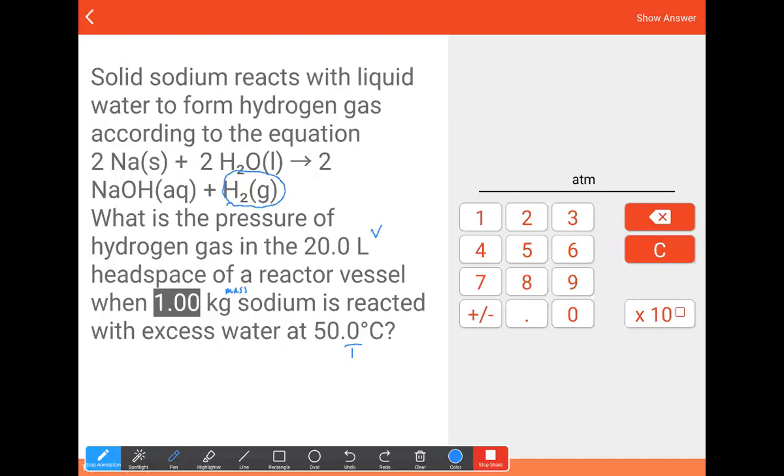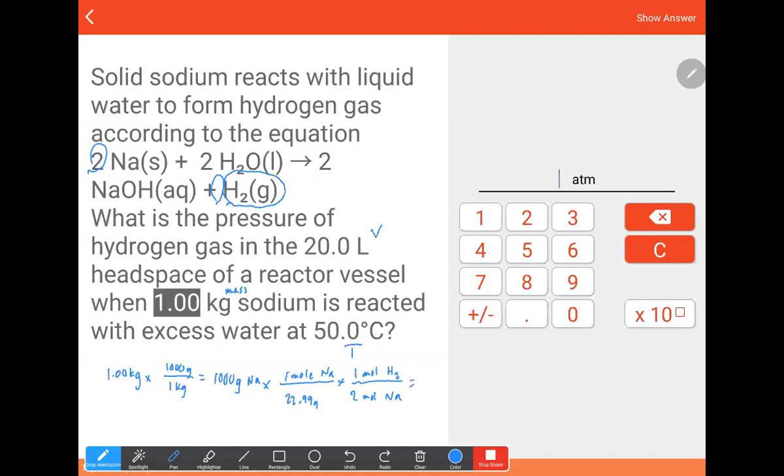Okay, so first thing we have to do is convert kilograms to grams. So we have 1 kilogram. There is 1 kilogram per 1,000 grams. So we have 1,000 grams, 3 significant digits on that, of sodium times how many grams per mole? 22.99. 1 mole of sodium. And now here's our stoichiometry key, mole ratio. We have 2 moles sodium for every 1 mole of hydrogen. And we're going to stop there. We're not going to solve for grams.